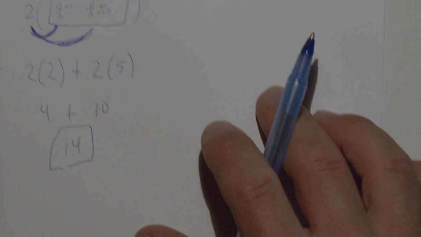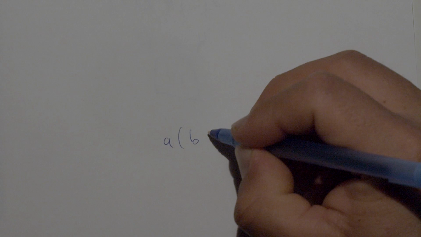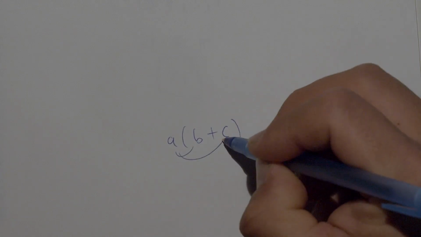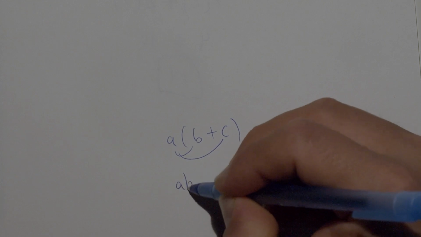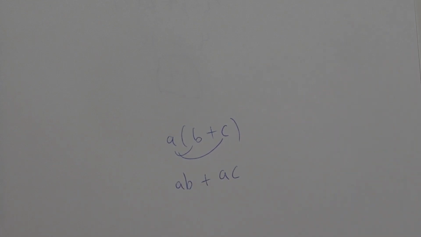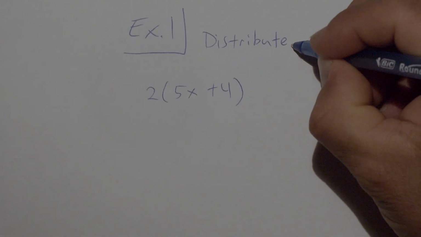Formally, a book will tell you, let A, B, and C be real numbers, and then they'll say A times the quantity B plus C, after you distribute, those hooks come on, and then you get A times B plus A times C. So that's what we're going to do. Watch this. Here's the first example where we have to distribute.